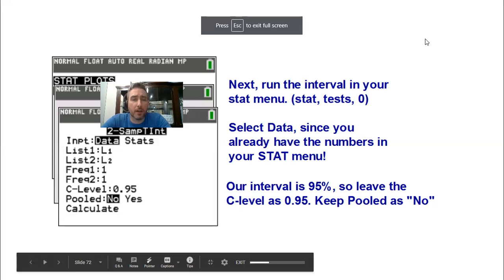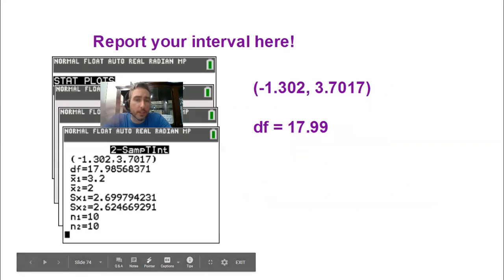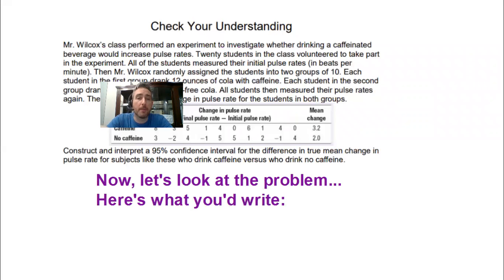Once you have all that in there, now you can start doing your writing. So we have our interval. It's negative 1.3 to about 3.7. Degree of freedom's just a little bit under 18. And remember, our sample size was 10. So if you're doing the conservative degree of freedom, it'd be 9. But this is using that very complicated formula that your calculator will use. It does not use the conservative degree of freedom. That's okay. Here's what you get to write.